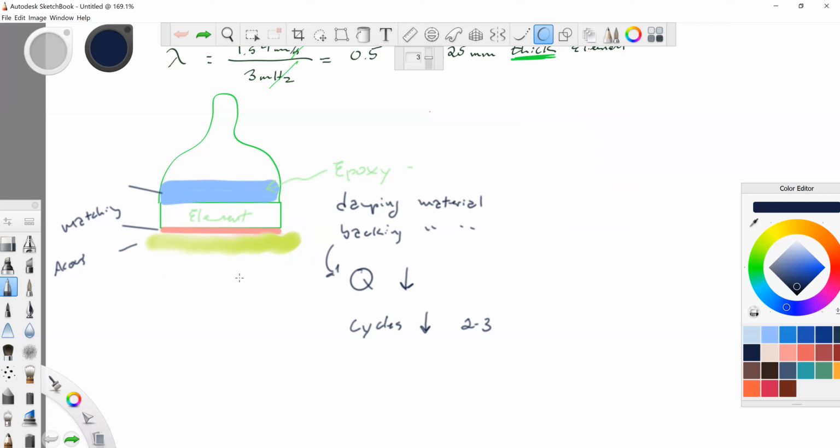Okay. 281. The impedance of a transducer's matching layer is 2.6 megarails. And the impedance of the piezoelectric crystal is 3.4 megarails. If it is assumed to be a good imaging system, what is the best estimate for the impedance of the skin? Okay, so we're stepping down.